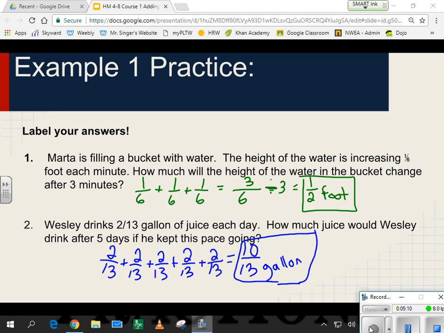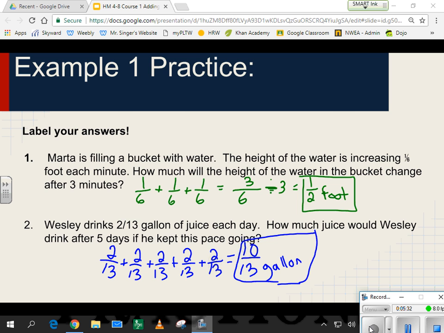For number 2, Wesley was drinking 2/13 gallons of juice each day. If he could continue that for 5 days, 2/13 plus 2/13 plus 2/13 plus 2/13 plus 2/13 gives you 10/13 gallon. So hopefully you got both those right. If you got them both right, give us a high five!